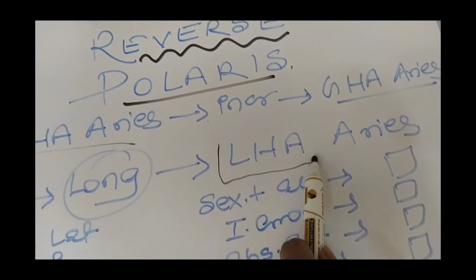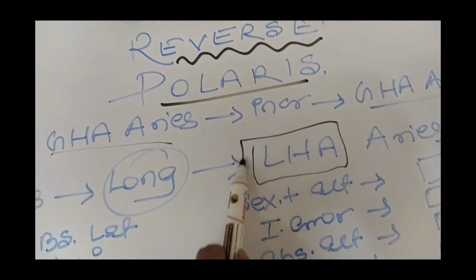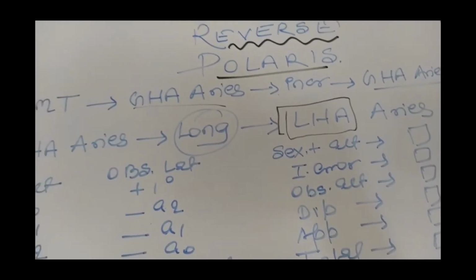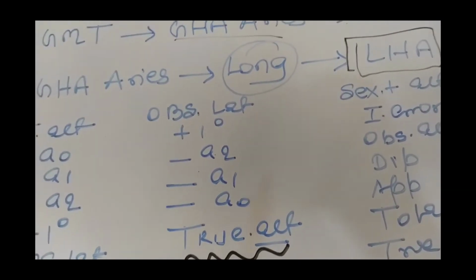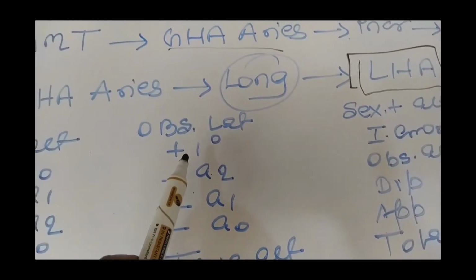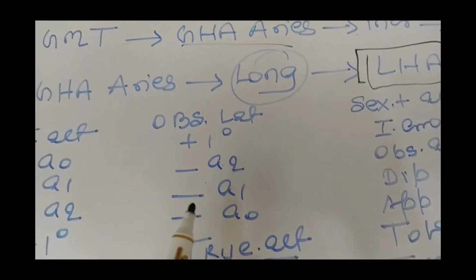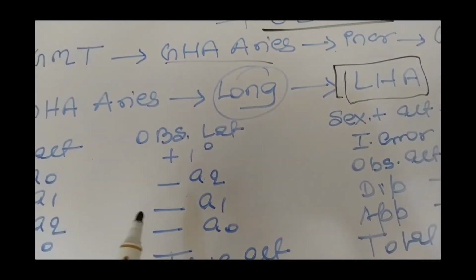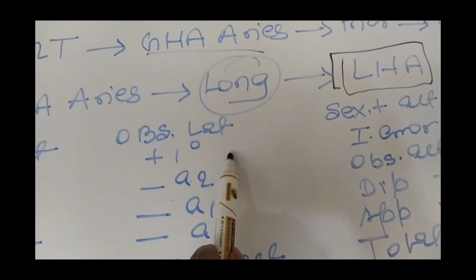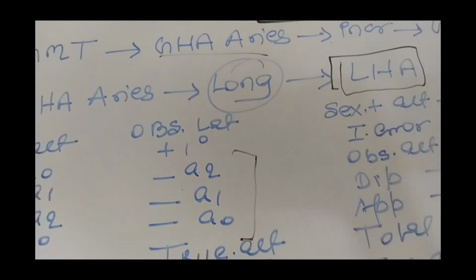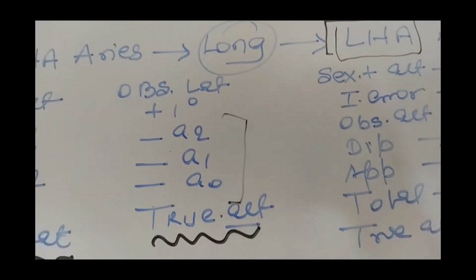This you have got. Now you can interpolate every value A0, A1 and A2 from the Polaris page of the almanac. So from the observed altitude you will add 1 degree, then minus A2, minus A1, minus A0. No need to talk about how to interpolate these values because I have already made a video. So you will get this true altitude.